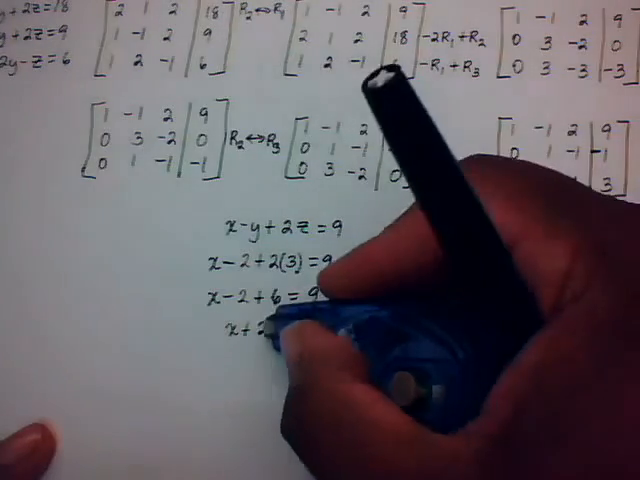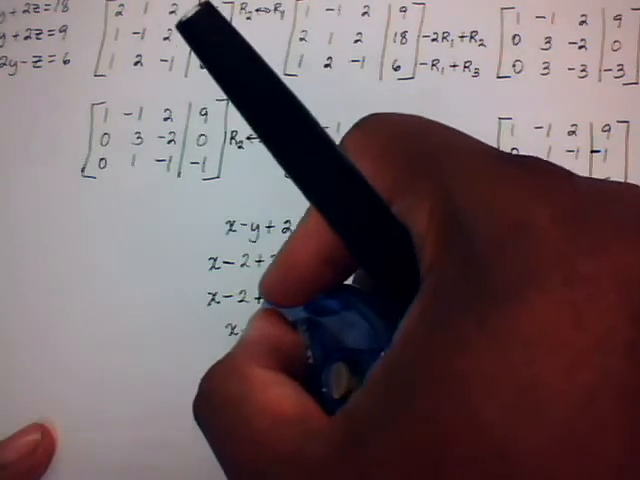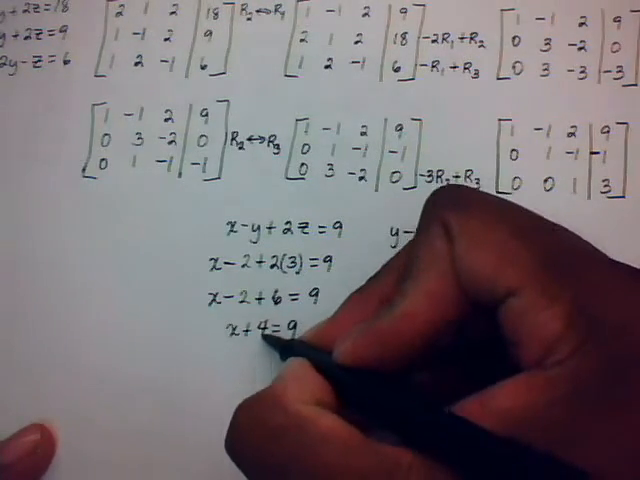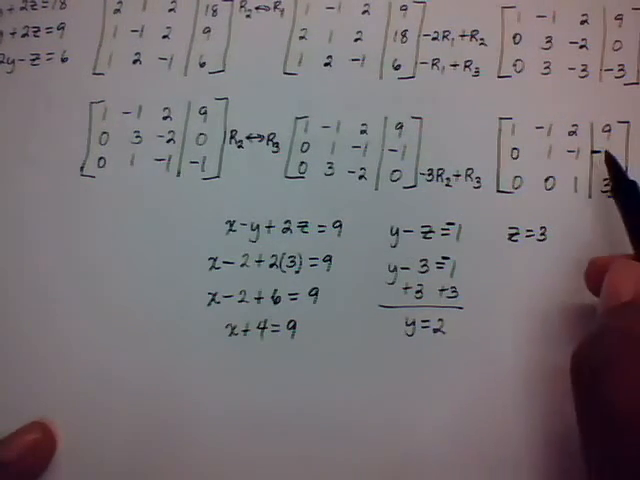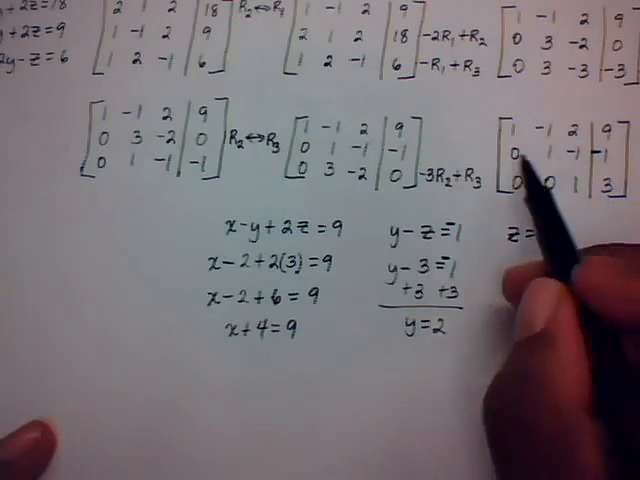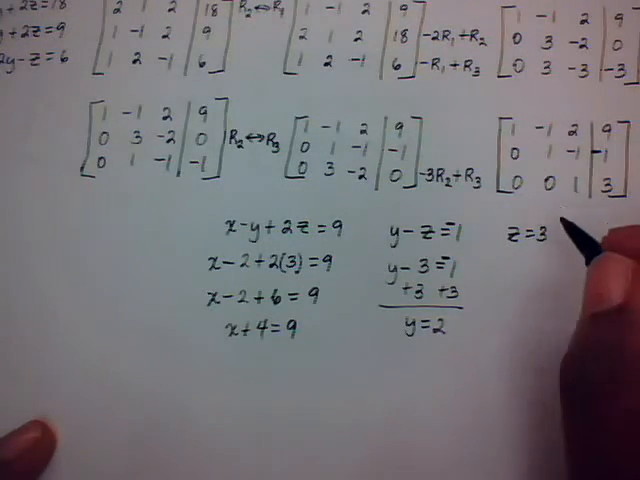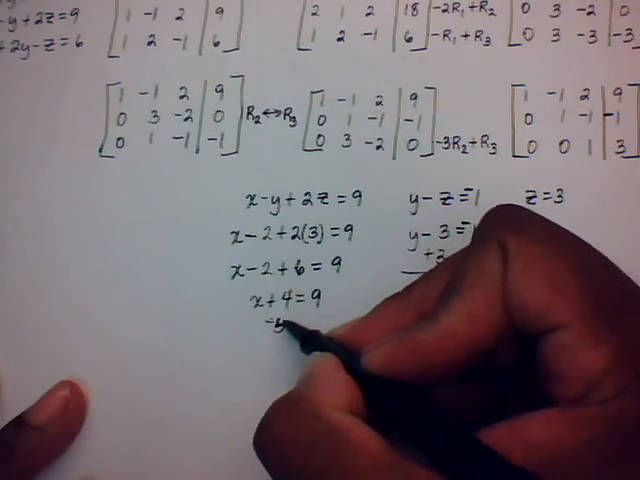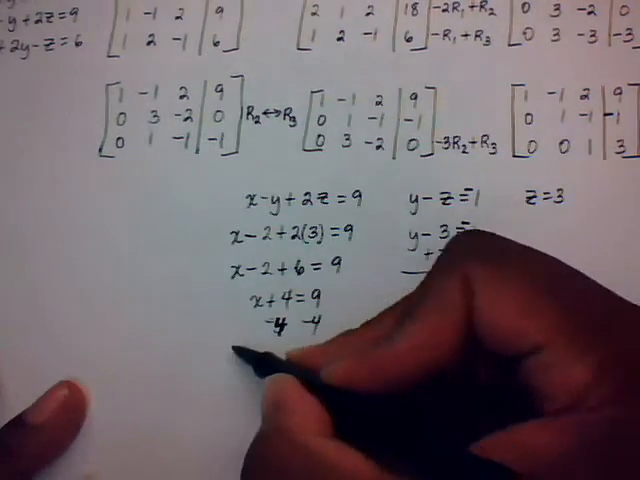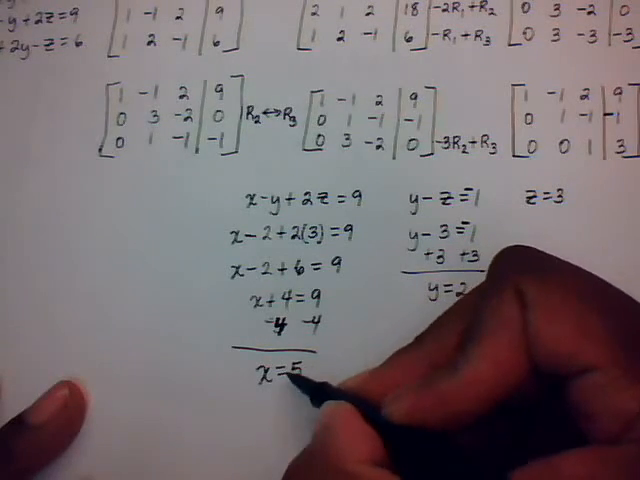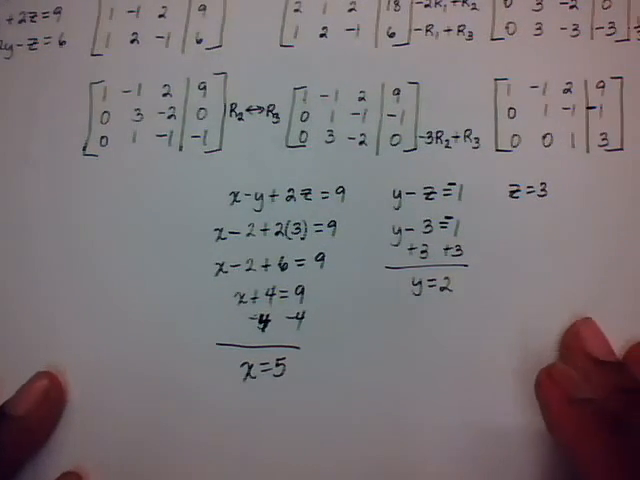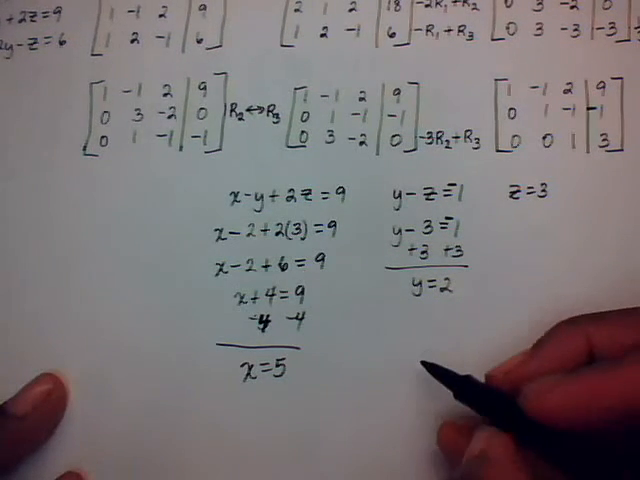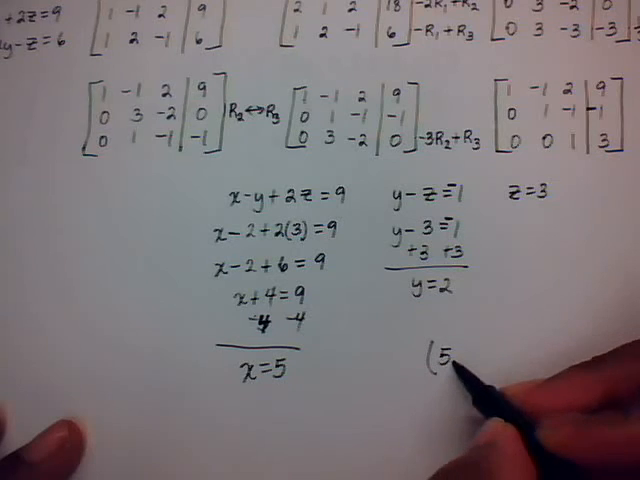And then minus 2 plus 6 would be 4. So it'd be x plus 4 is equal to 9. Okay, so it's important that you not leave off your signs, otherwise you can get wrong answers here, like I did before. Let's see, if you subtract 4, now x is equal to 5. Okay, so now x is equal to 5, y is equal to 2, z is equal to 3. That's my ordered triple.